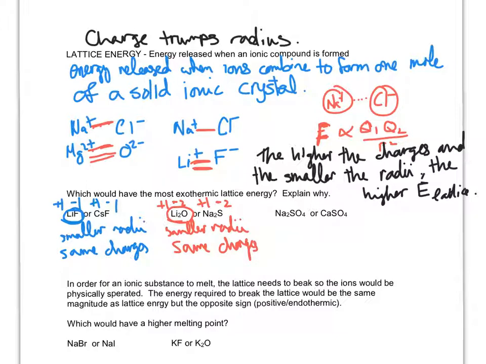Okay, let's look at the next one. The next one is Na2SO4 or CaSO4. So this is +1, -2, +2, and -2. No need to look at the radius. This has higher charges, so that trumps the size no matter what the size is. Higher charges.